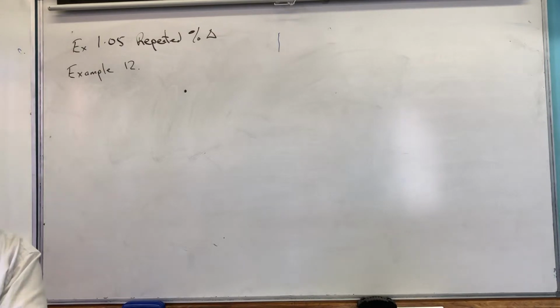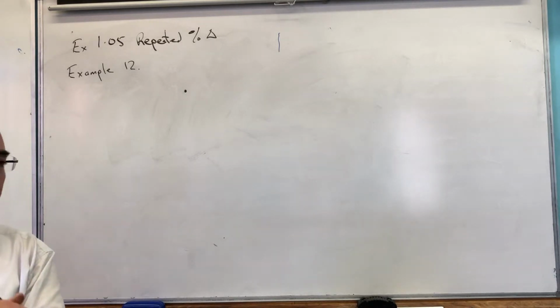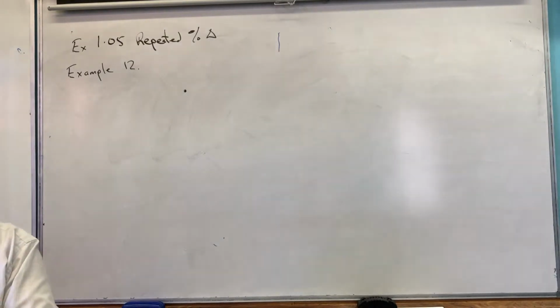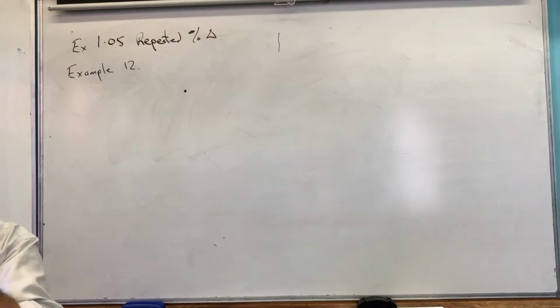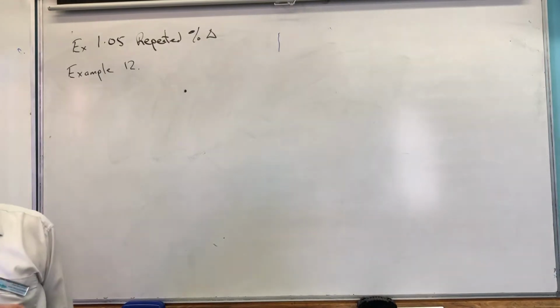So when you get questions which ask you to say, you know, and it's the same with a discount. So when you get questions that ask you to discount something by a percentage and then discount it again by a percentage, you don't just add the two percentages together, okay? Because you get the wrong answer.